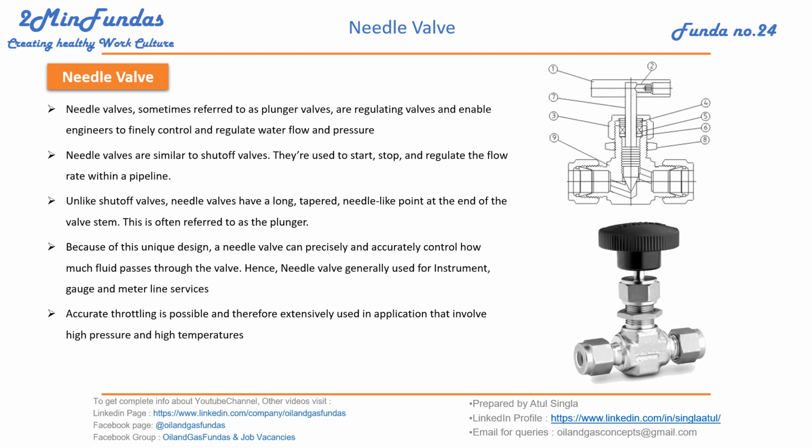Because of its unique design, a needle valve can precisely, accurately control the flow. This is a special feature of this valve. Hence, needle valves are generally used for instrument gauges and meter line services. In instrumentation we need very precise readings and displays, so in those cases we can go for this kind of valve. Accurate throttling is possible and therefore it is extensively used in applications that involve high pressure and high temperature. One is accurate throttling, then precise control. So these two features make this valve very useful, especially in instrumentation.